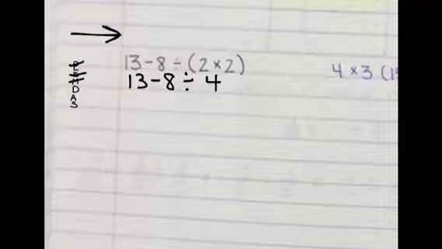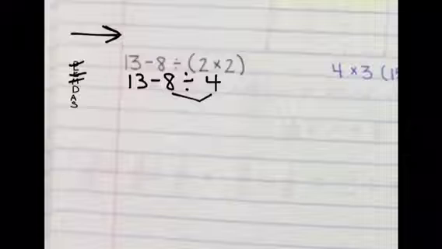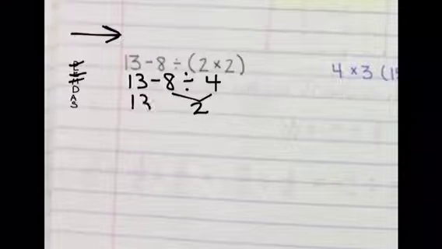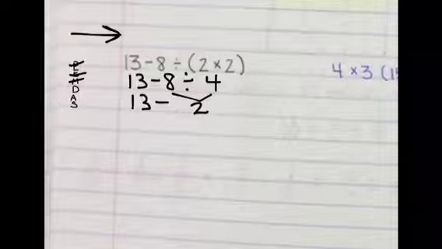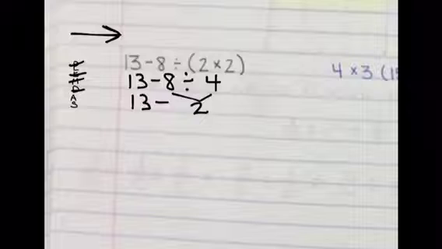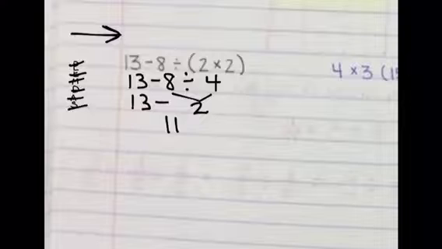All right, so we come across, we've got our division. 8 divided by 4. 8 divided by 4 is 2. And I bring down my other numbers and operation symbols. And I am done with divide. Now I look for add. There is no add, but now we have a subtract. 13 minus 2 gives us 11.